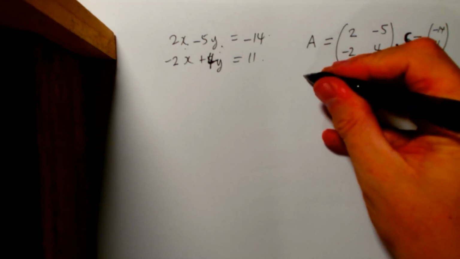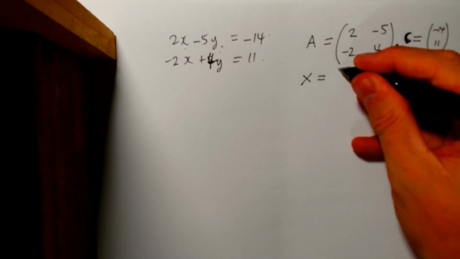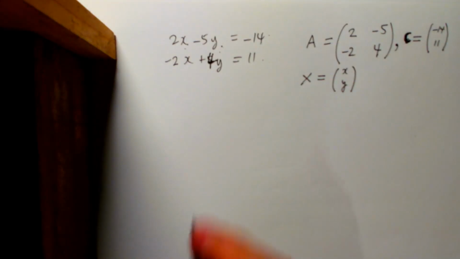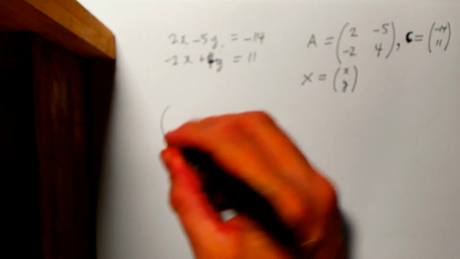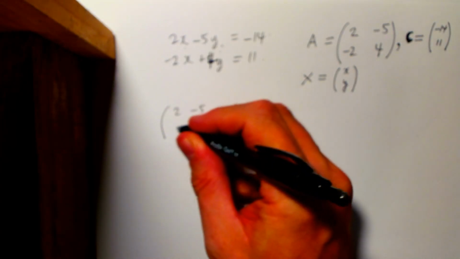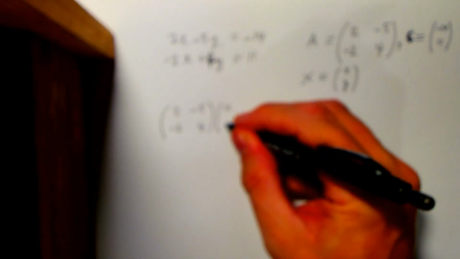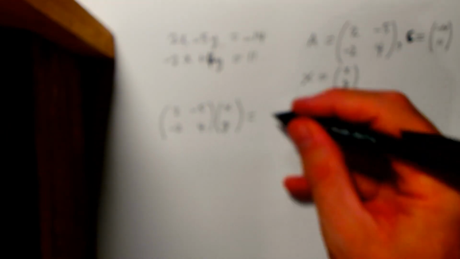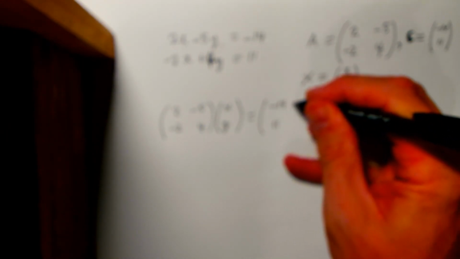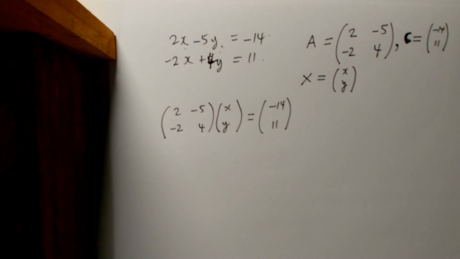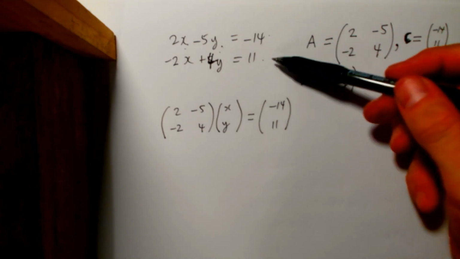Okay, and if we introduce another matrix uppercase X as x, y, then this equation right here, written as a matrix equation, is the equation 2, minus 5, minus 2, 4, multiplied by the matrix x, y, equal to minus 14, 11. Okay, so this is the corresponding matrix equation to this pair of scalar equations.